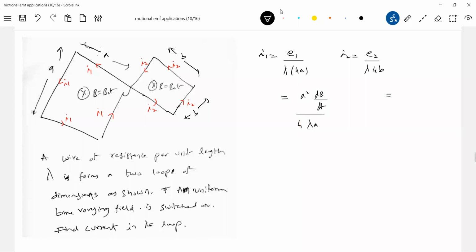And E2 should be equal to B square dB by dt. Faraday's law: the area of cross section of the loop is constant, but the B bar linking the loop is varying, so dB bar by dt. This should be equal to B naught. So E1 is A square B naught, over 4 lambda A, and I2 is B square B naught, over 4 lambda B. So what is I1? I1 will be B naught A by 4 lambda.